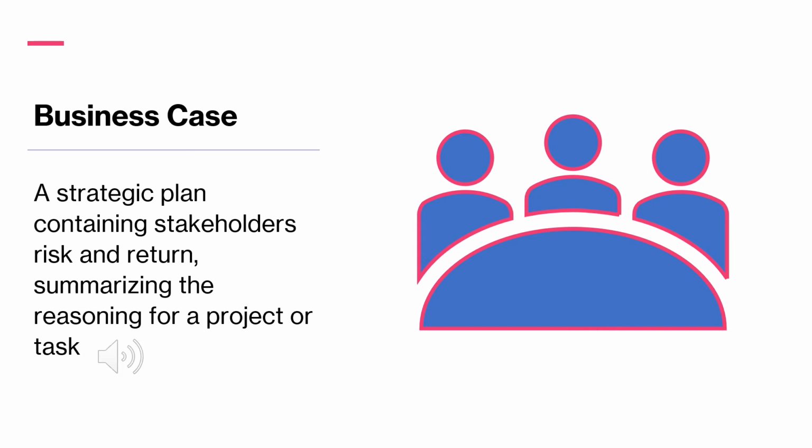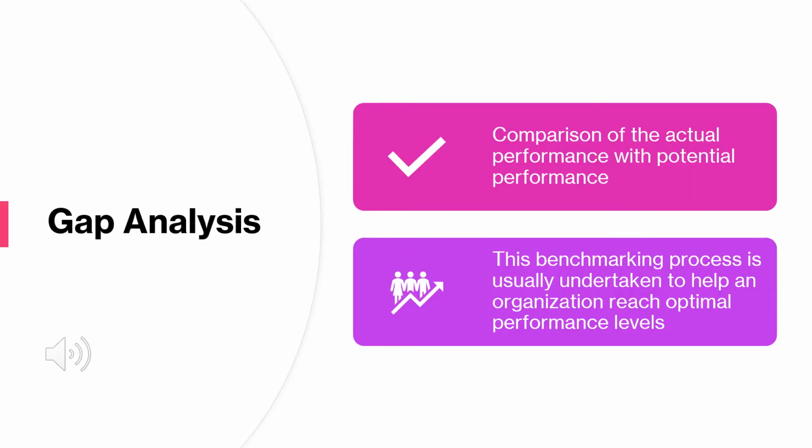Next is business case, a strategic plan containing stakeholders' risk and return, summarizing the reasoning for a project or task. We'll be discussing gap analysis a lot more, but it's basically comparing actual performance with potential performance. We are producing X number of goods, but we really could ideally produce much more. And why aren't we producing more?